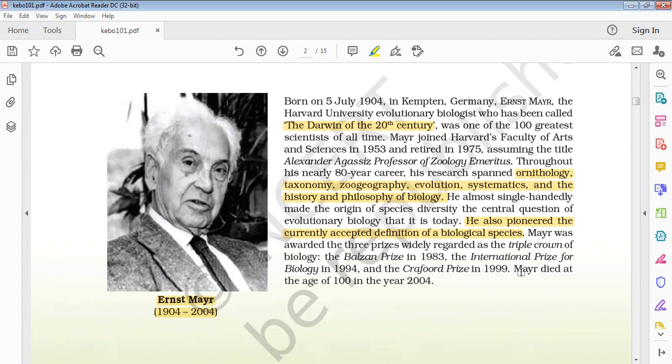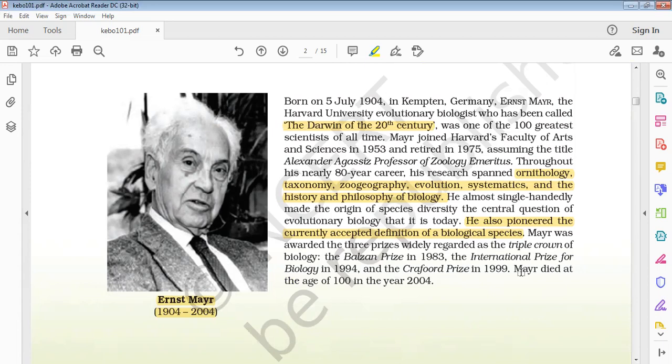Ernst Mayr was one of the greatest scientists of all time, among the 100 greatest scientists. So what were his contributions? His contributions were in different fields like ornithology, taxonomy, zoogeography, evolution, systematics, and the history and philosophy of biology. He also pioneered the currently accepted definition of a biological species. Its definition, which is currently accepted and followed by all of us, was pioneered by Ernst Mayr. So these are the important contributions of Ernst Mayr.